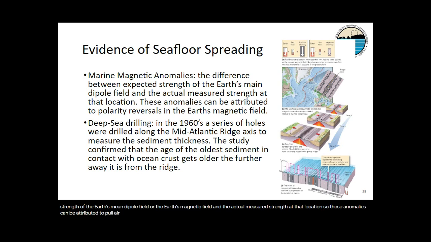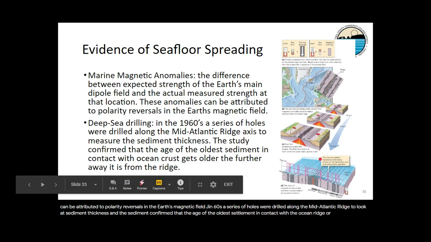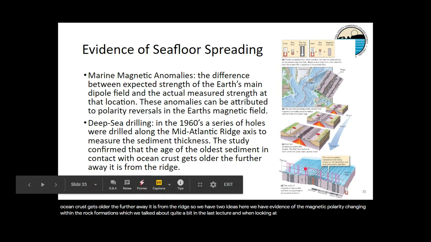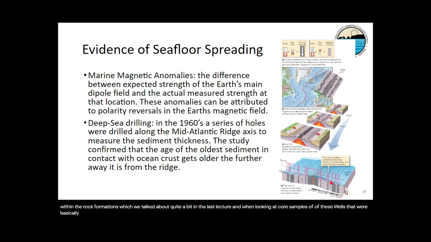And in deep sea drilling in the 1960s, a series of holes were drilled along the Mid-Atlantic Ridge to look at sediment thickness. And the sediment confirmed that the age of the oldest sediment in contact with the ocean crust gets older the further away it is from the ridge. So we have two ideas here. We have evidence of the magnetic polarity changing within the rock formations, which we talked about quite a bit in the last lecture. And when looking at core samples of these wells that were basically drilled along the Mid-Atlantic Ridge, we saw a difference in thickness as well as a difference in their magnetic field.